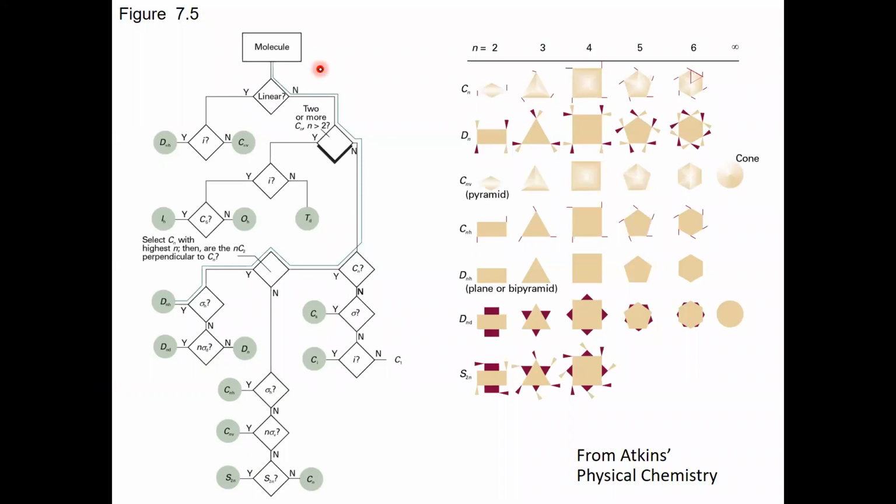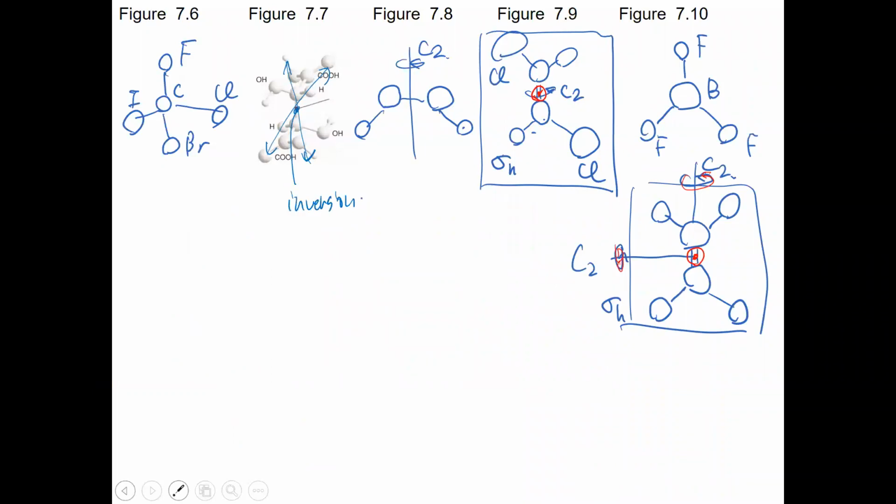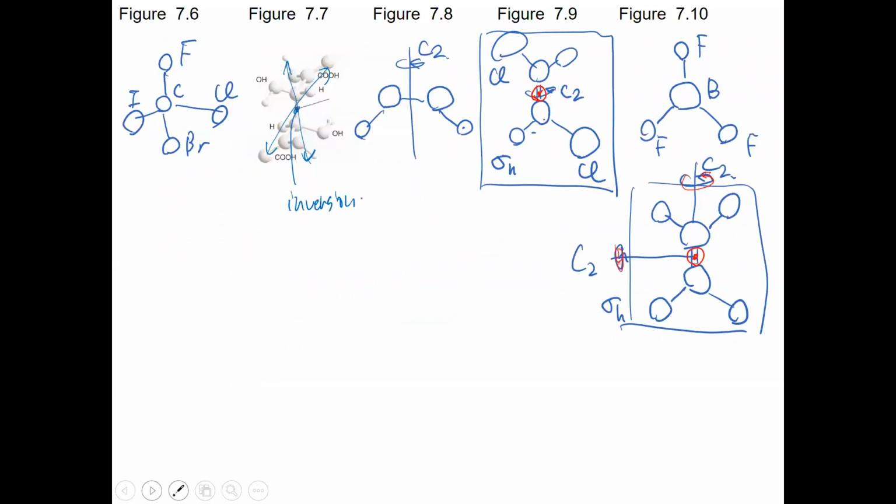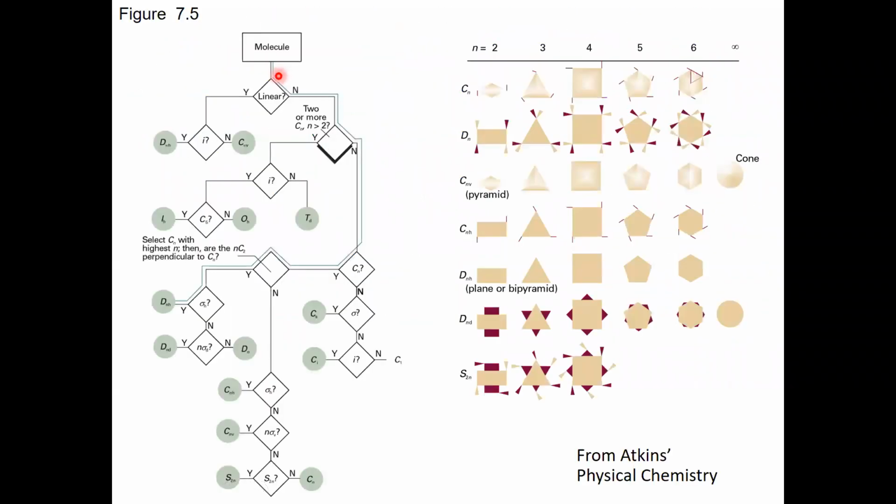This is copied from the Atkins textbook, and let's check out one example. For example, let's take C2H. You have E, C2, and the sigma H operations in this case. First you have to check if the molecule is linear or not. It's not. And do you have two or more Cn operations? As you know, there is only one C2 operation.